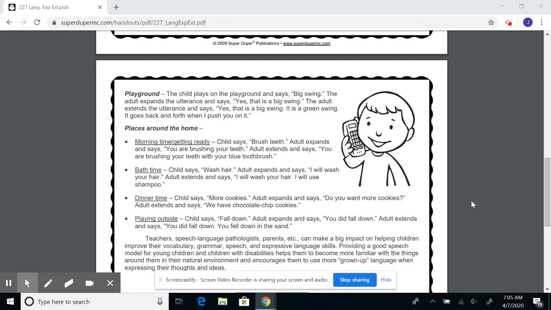Down at the bottom, there is a section that talks about places around the home, and this is one of my favorite parts of the resource because it really is relevant to what you can do with your child right now. It gives all different times throughout the day, different opportunities for you to provide expansion or extension when communicating with your child. I hope that you enjoyed this resource.